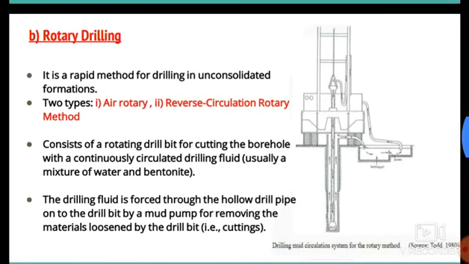Now we will move on to rotary drilling. The second method of drilling is rotary drilling. It is the same as percussion drilling, but there are some differences. The drill bit will be rotating here. It will not have a hammering action. Earlier that had a hammering action. In this case there will not be any hammering action. The drill bit will be just rotating.